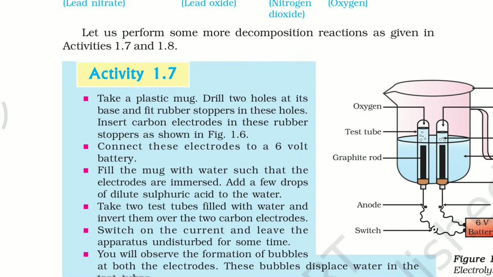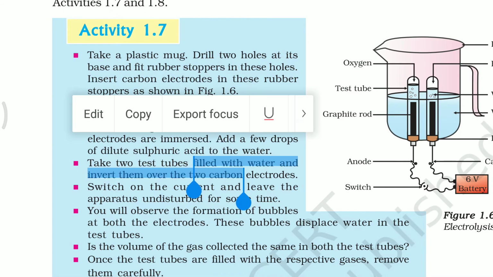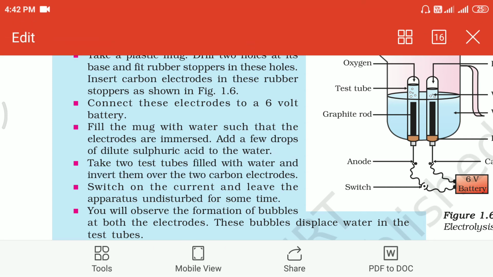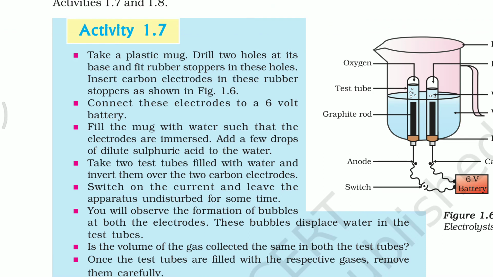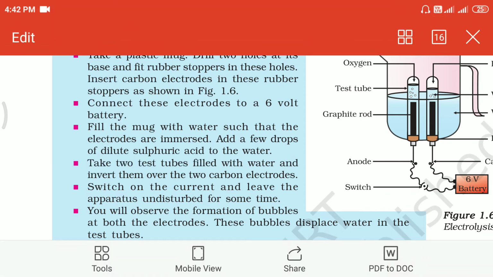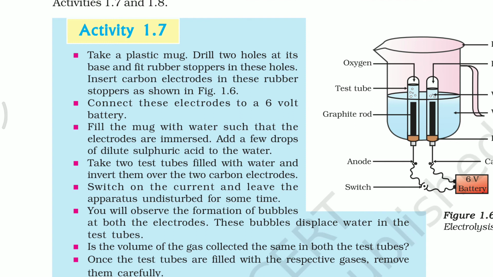One more example, decomposition of water. So we did this reaction through one activity. Take a small mug, and drill two holes at its bottom. Okay, and insert two rubber corks into the holes, and put two carbon electrodes into the rubber corks.